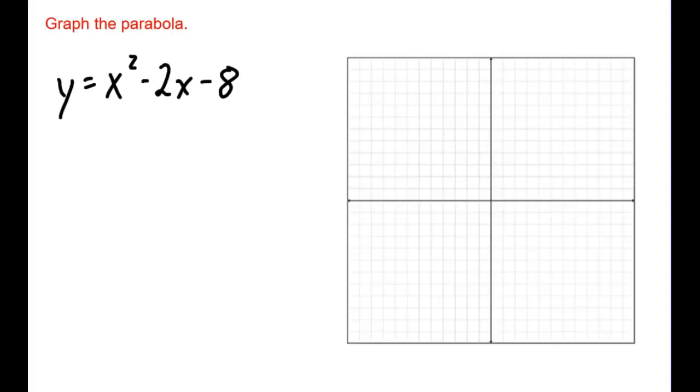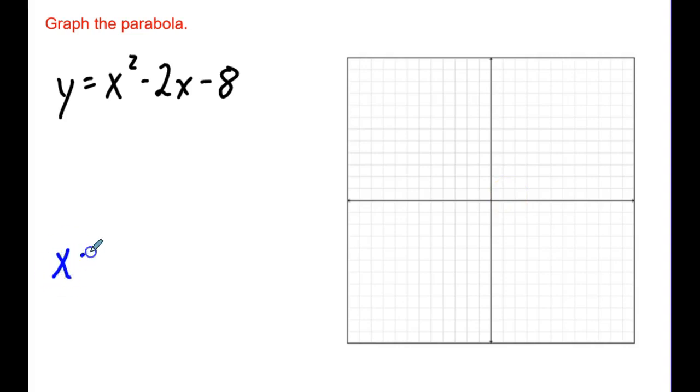The first graph we're going to review is a parabola, which we know is the graph of a quadratic equation. So we have y equals x squared minus 2x minus 8. When we're talking about a quadratic equation, some key parts we want to be able to find and graph are the x-intercepts and the vertex of the graph.